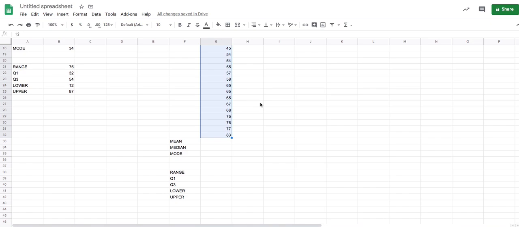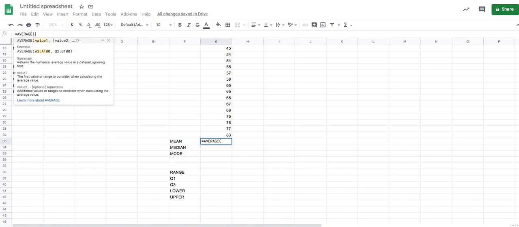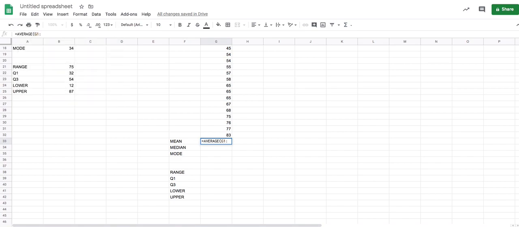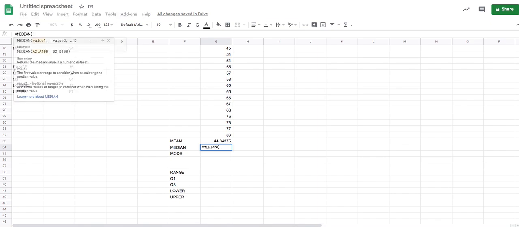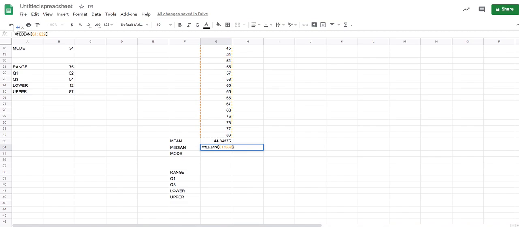All right. So let's highlight the mean cell. We'll go up to the formula bar, we'll type in equals average. And now our data is going to be from G1 to G32. Close parentheses. And there's our mean. Our median, again, the median cell is already highlighted. We'll go up to the formula bar. So equals median. Then type in our range, G1 to G32. Close parentheses.